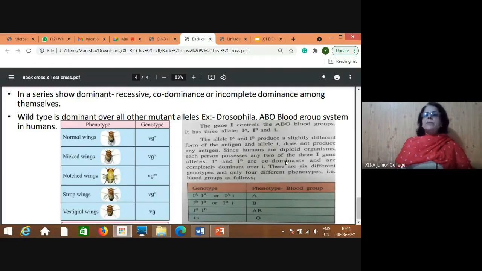Since humans are diploid organisms, each person possesses any two of the three I gene alleles. IA and IB are codominant and are completely dominant over i. They are codominant, and you will tell me which is the example of codominance in this blood group example. There are 6 different genotypes and only 4 different phenotypes, that is blood groups.